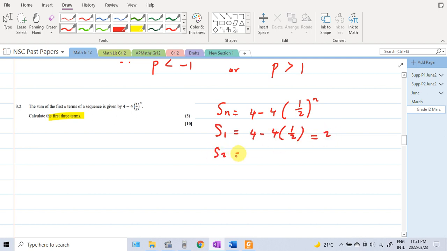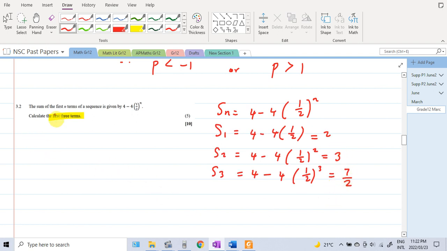Then S2, 4 minus 4 into half squared. Half squared is a quarter. If you enter this in the calculator, you should get the same answer. 4 times a quarter is 1, so 4 minus 1 is 3. And S3 is 4 minus 4 into half cubed, substituting directly. You should get that 4 times an eighth is half. 4 minus half is 3.5, which is 7 over 2.